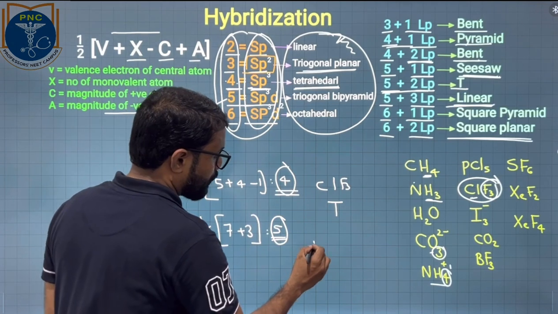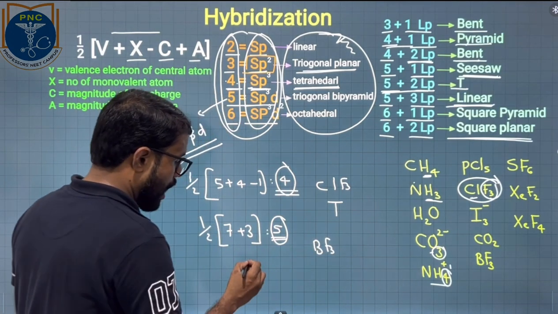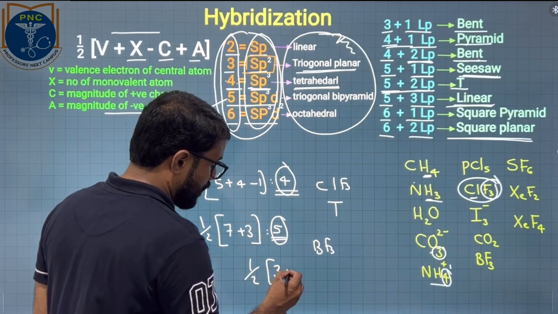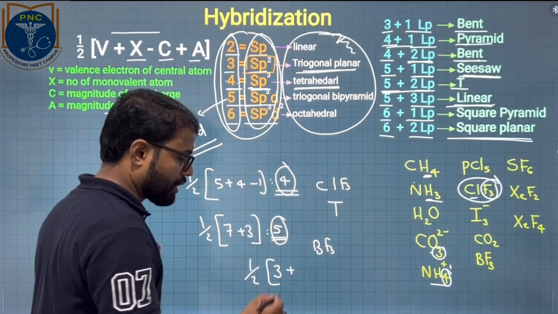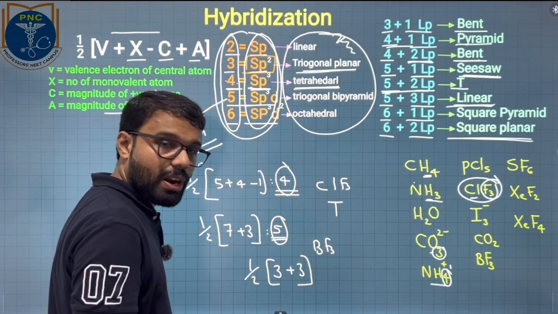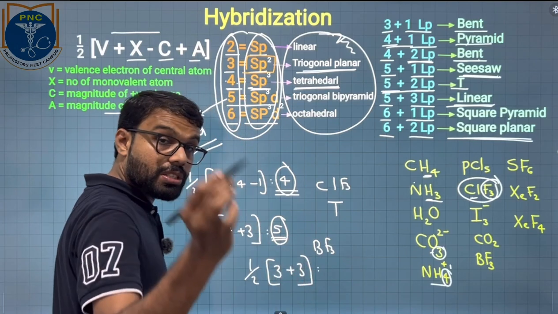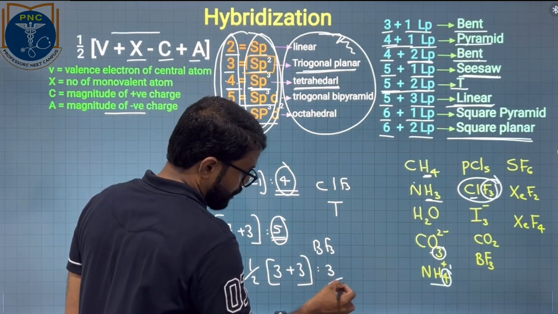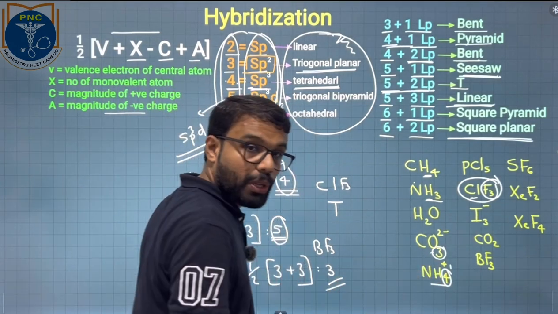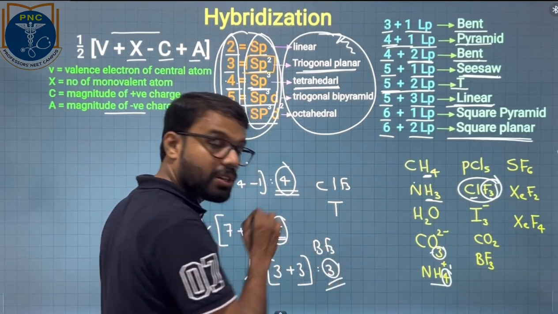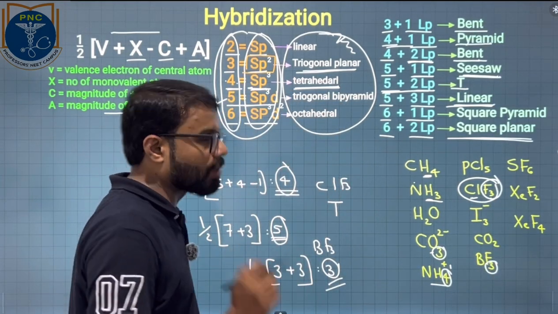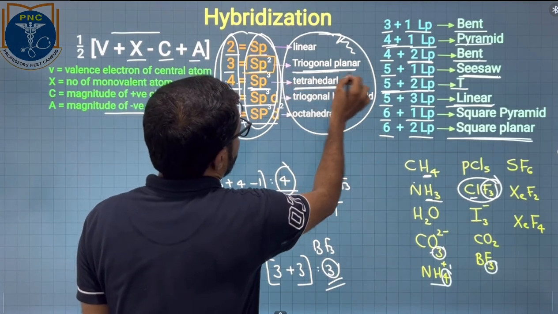Now any other molecule you can check. BF3 we can check. BF3, whose central atom is boron. Half into central atom boron, atomic number 5. Valence electron is 3. 3 monovalent atoms. 3 plus 3. There is no positive or negative charge. 3 plus 3 is what? 6. 6 by 2 is what? 3. Okay. So hybridization is what? sp2. Now what's the shape? Let's see whether the molecule contains lone pair or not. What is the number we are getting here? 3. What's the peripheral atom? That is also 3. There is no difference. So no lone pair. So the shape is trigonal planar.